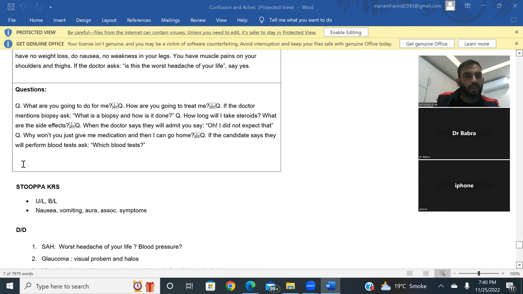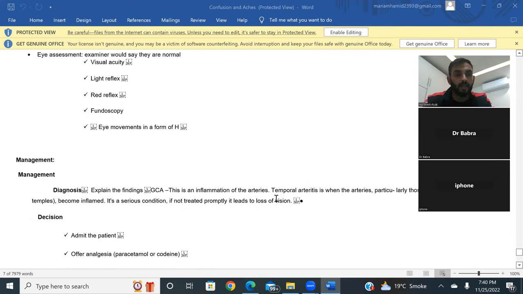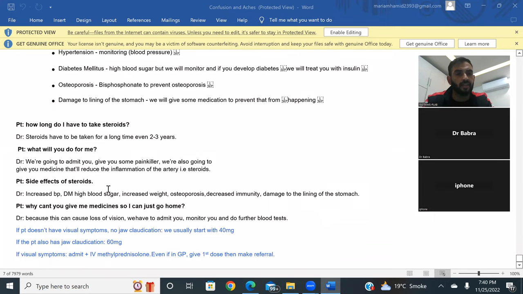If the candidate says, perform the test, which blood test? You know which blood test: ESR and CRP, no other blood test. And that is all. These are the steroid side effects, and all these questions are for you. This is for today's session. Today's session was really quite important because this is the area where one scenario in your exam will come. In today's discussion, one scenario will come.